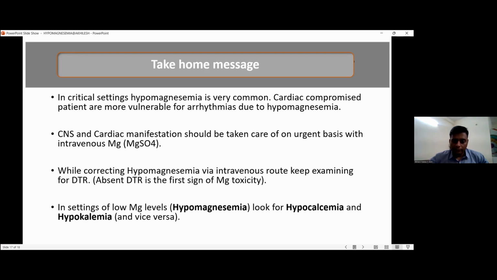And lastly, if there is hypomagnesemia, we have to look for hypocalcemia and hypokalemia. And vice versa is also possible. If we find hypocalcemia or hypokalemia, we have to check the magnesium level also.